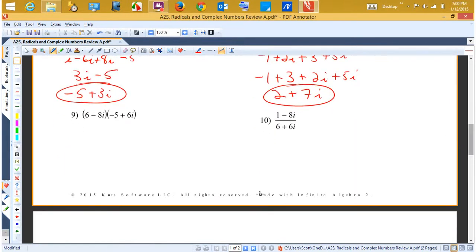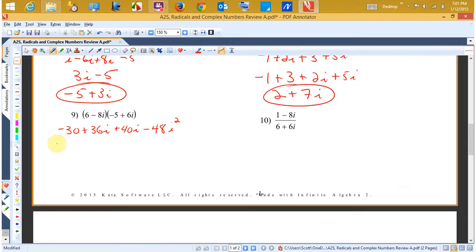The next one is a multiplication, and we're going to use FOIL on that. Notice that there is no plus or minus between the two parentheses. So by FOIL, it would be 6 times this minus 5. That's a negative 30. Then the 6 would multiply by this 6i. So 6 times 6 is 36. That would be plus 36i. Then this negative 8 would multiply by this negative 5. That would be plus 40i. And lastly, the negative 8i will multiply by the 6i. So a negative 8 times 6, that would be a minus 48. And the i times i is i squared.